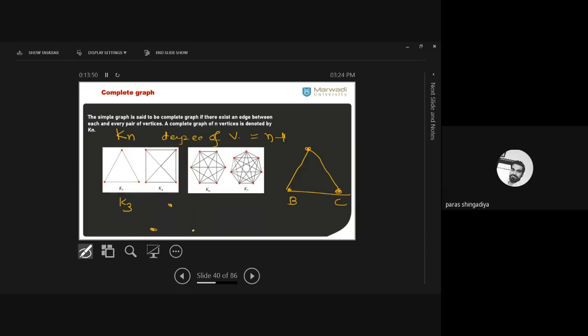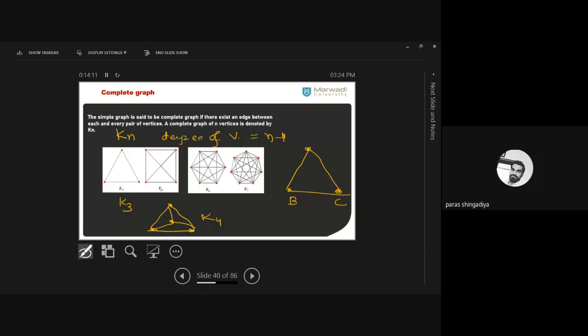For example, there is a 3 at the boundary and 1 on the inside. Now draw the complete graph with this structure. We just follow the condition. There should be an edge between each and every pair of the vertices. Now this is also the shape of K4. These both are the same.